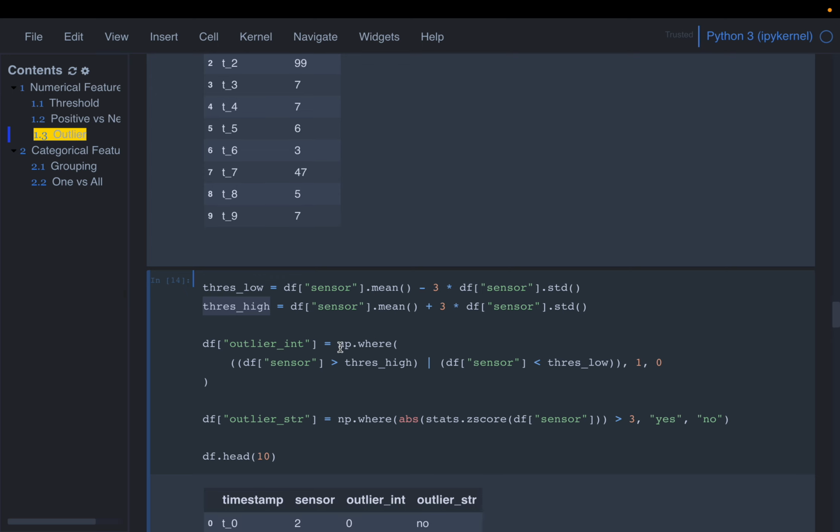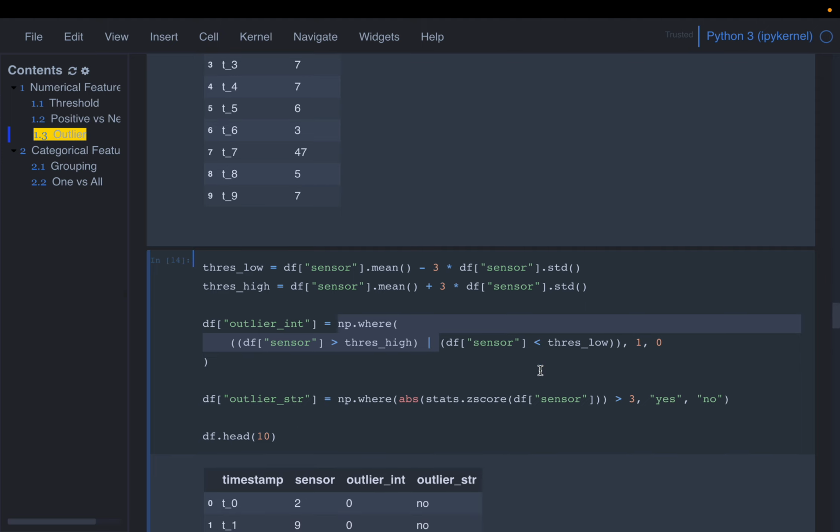Now, again, we are checking each value. Is it more than the high threshold, or is it lower than the lower threshold? So we are measuring whether it is an outlier or not. If it falls outside these thresholds, we consider it an outlier. Otherwise, it's a normal value.